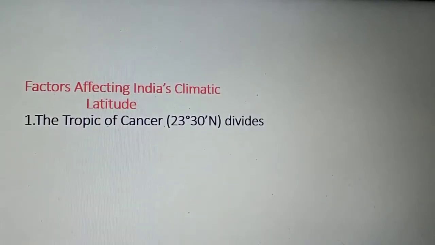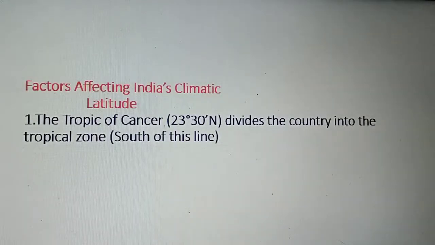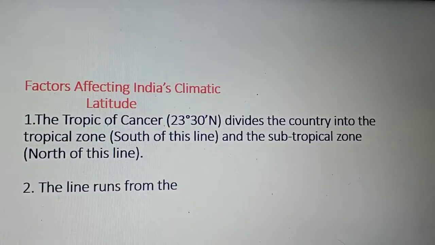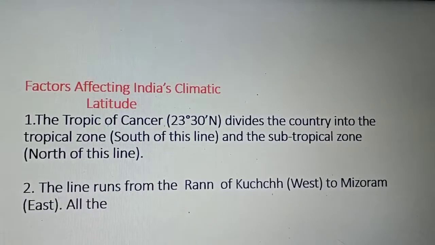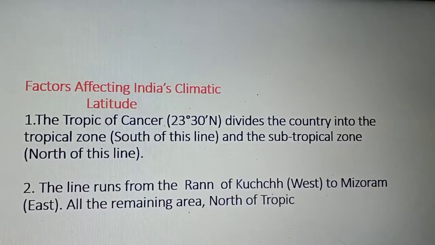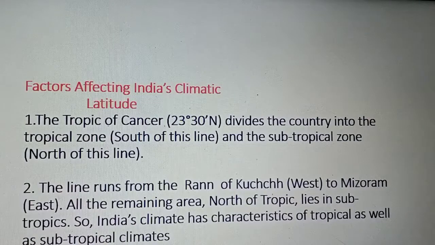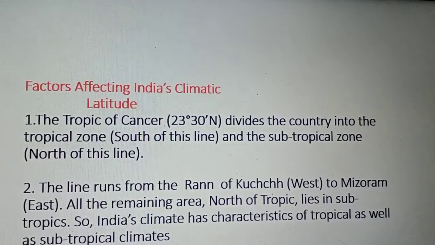First, latitude. Latitude means imaginary lines, and we can find the location of any place with the help of latitude and longitude. Latitudes are parallel lines to the equator, and they pass from east to west. The Tropic of Cancer, at 23 degrees 30 minutes north, divides the country into the tropical zone and the subtropical zone. The northern part of the country is called the subtropical zone.